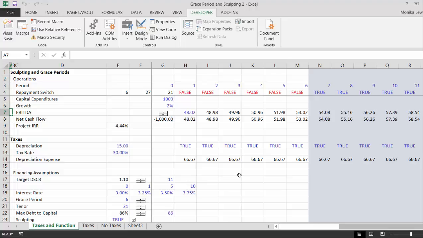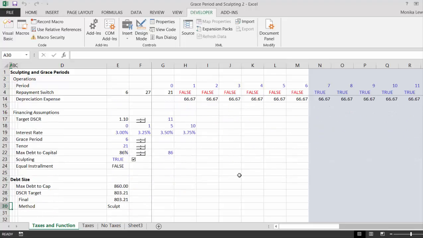Now, there are 2 other issues we're going to treat next. And the next one is going to be to switch it from sculpted to equal. We're going to switch it to equal installment, and then we're also going to insert a bullet repayment and just see how much benefit we can get out of all this.